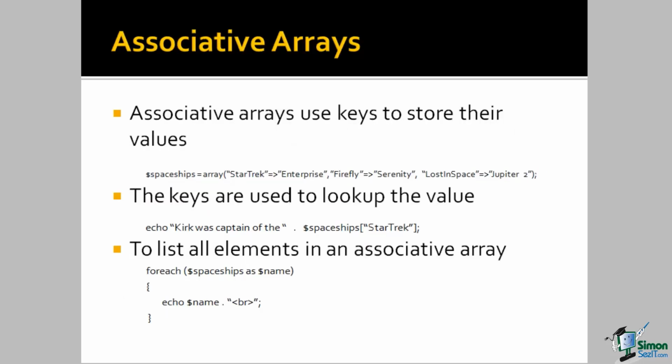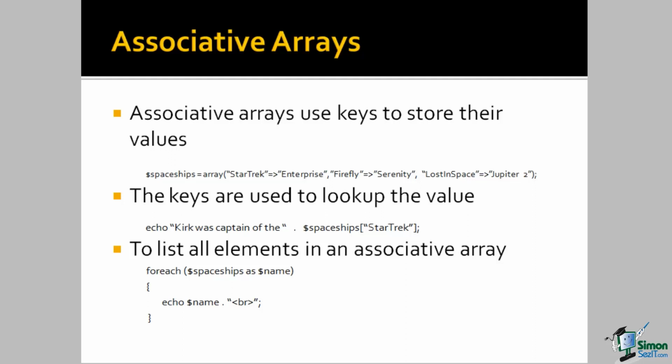Well, now associative arrays are like a dictionary. Think about Webster's. When you're looking up the definition of a word, you look up the word to find the definition. This is how an associative array works. Again, by another name, an associative array is known as a dictionary data structure. So in this case, I have an array called spaceships, and the key in the array is the series name, and the lookup value is the name of the spaceship associated with that television series.